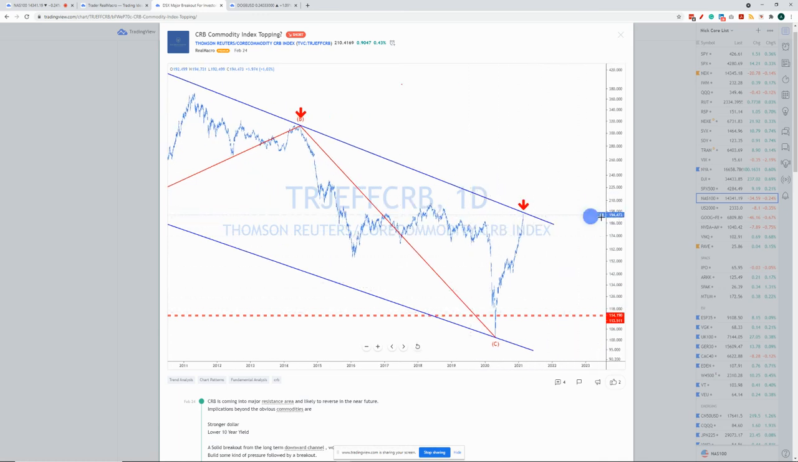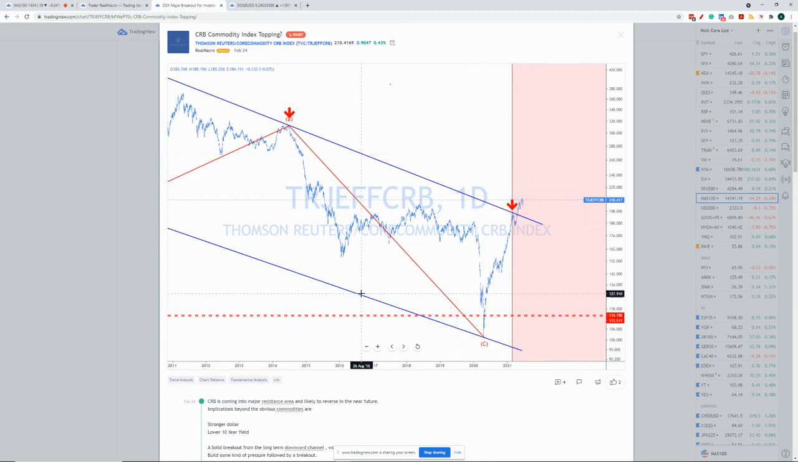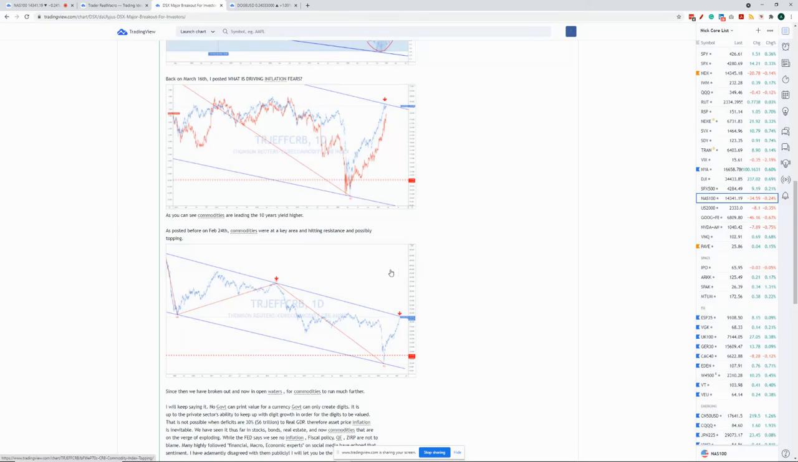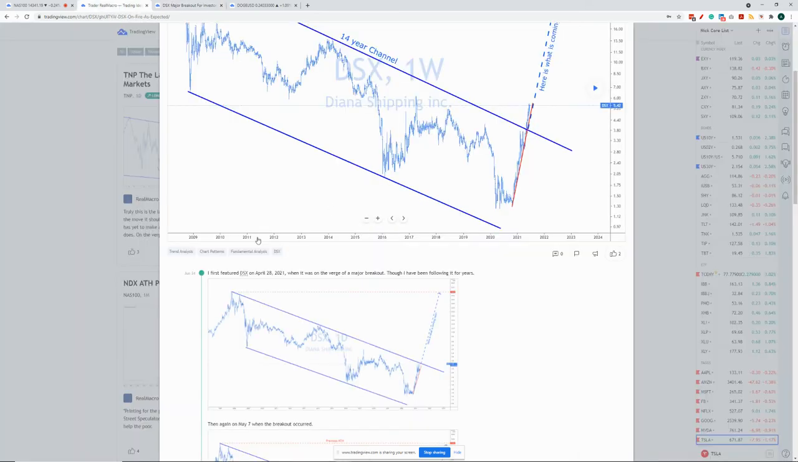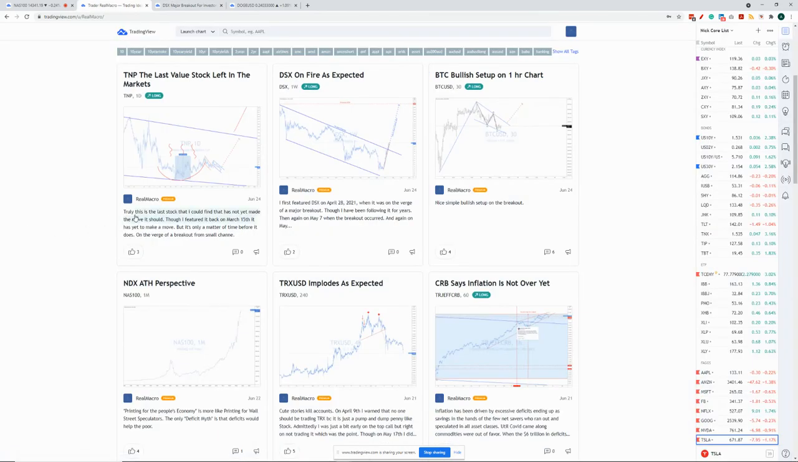Okay, this is when I was saying on February 24th that the likelihood here, remember, so long as it's within structure, you wait for a pullback. If it breaks out, then you look for the breakout. So voila, it broke out. And so did Diana Shipping right at the same time. So this is a commodities play. Remember that. All right, good. So that's a nice little move there.